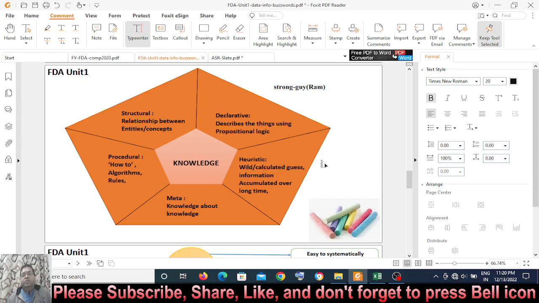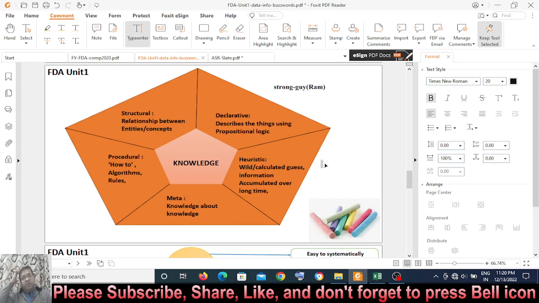Next knowledge is heuristic. Heuristic knowledge is the Shruti, meaning knowledge which is coming from a trusted source. Sometimes heuristic knowledge won't come from any trusted source, it's just a wild guess or some calculated guess. Knowledge which actually has no base at all, or even if there is a base, that base won't have any proof. It's just accepted. So that is our heuristic knowledge.